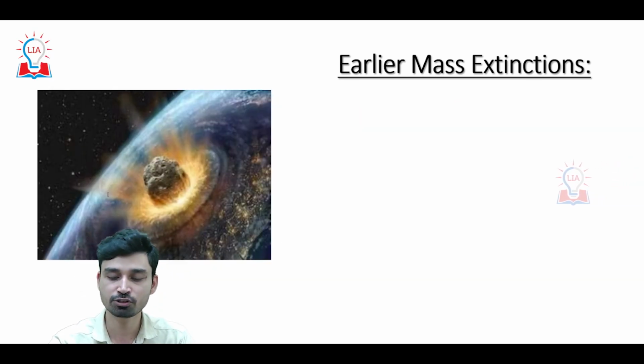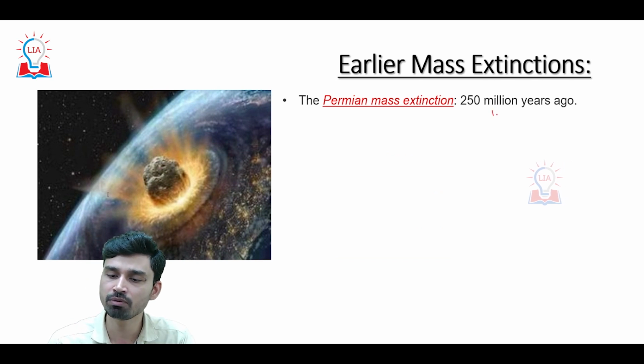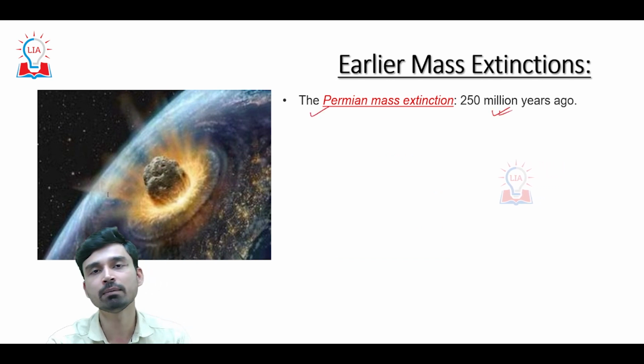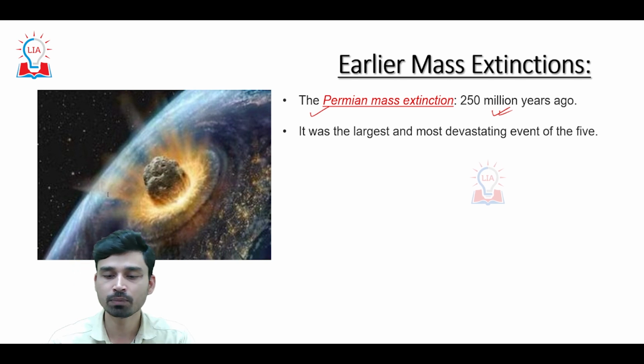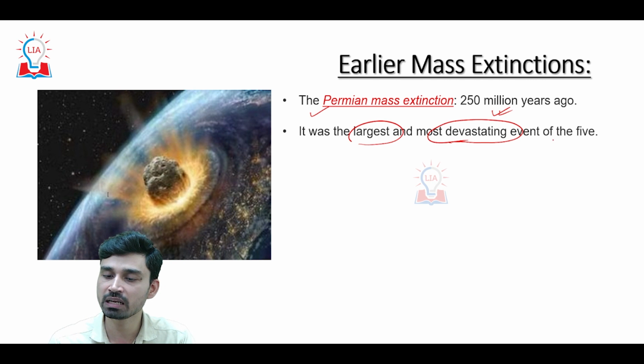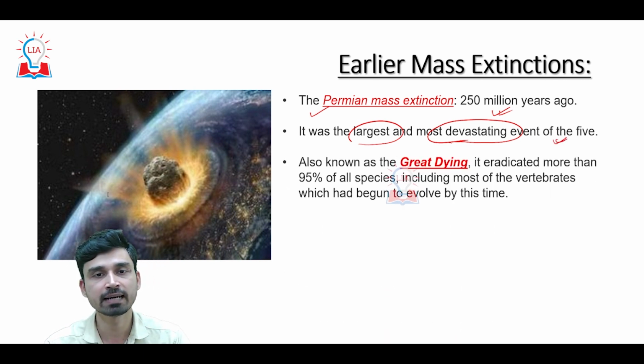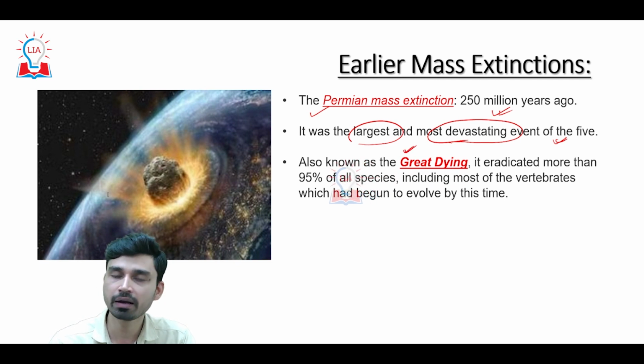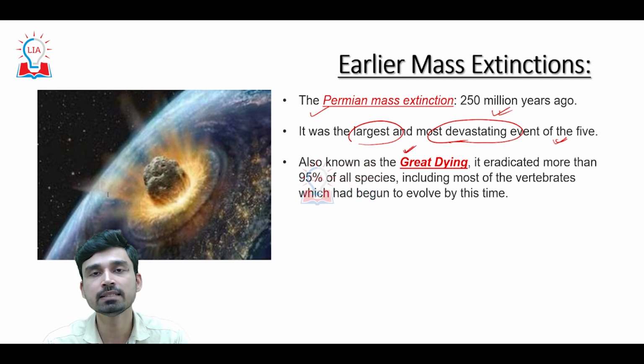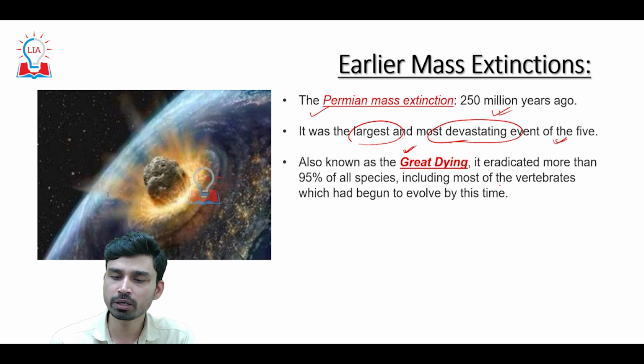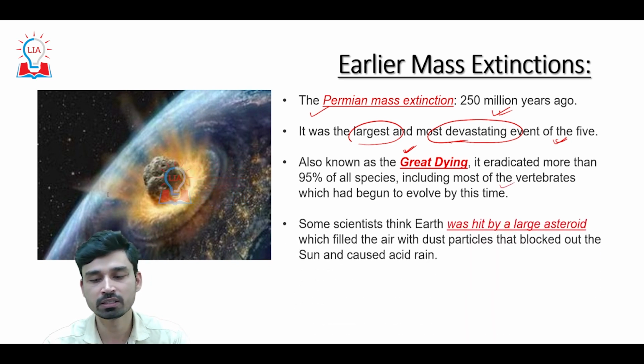Then the third mass extinction event happened about 250 million years ago in the Permian time period, and it is believed to be the largest and most devastating mass extinction event out of the 5 events that the earth has witnessed. This Permian extinction is also generally referred to as the great dying, where more than 95% of the species living on the earth were totally annihilated. This also included a large number of dinosaurs that used to live in this time period.